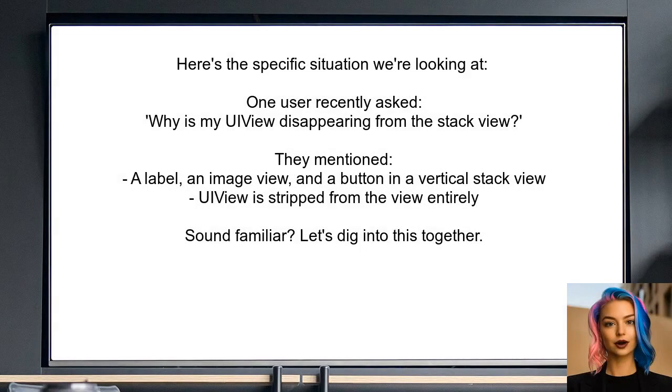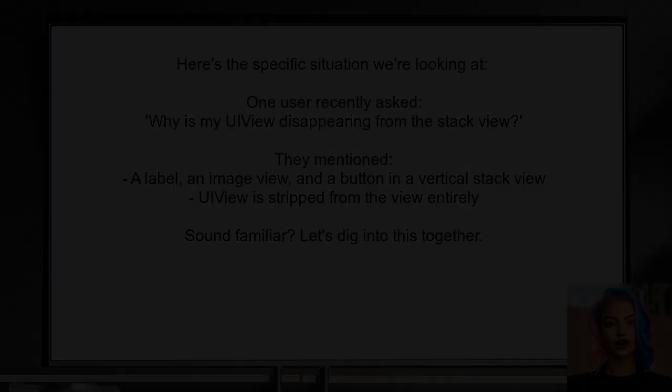Here's the specific situation we're looking at. One user recently asked, "Why is my UI view disappearing from the stack view?" They mentioned that they have a label, an image view, and a button in a vertical stack view, but when they run the app, the UI view is stripped from the view entirely. Sound familiar? If so, let's dig into this together and find a solution.